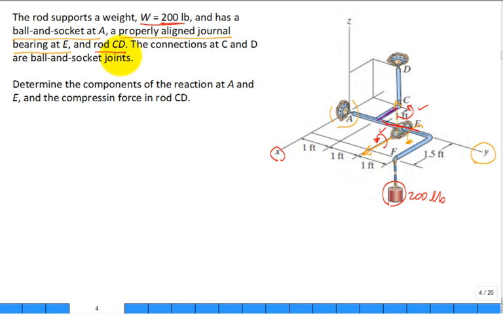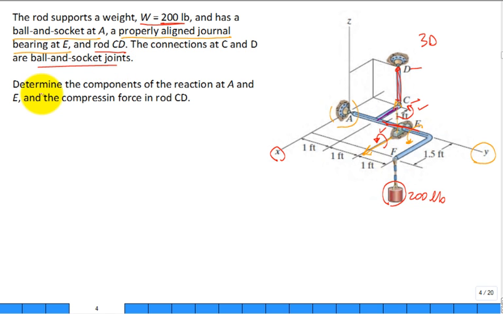It has a rod from C to D. So here's C, here's D. Now this is a three-dimensional problem, but it's a 2-force member. That C to D is a 2-force member, and it has ball and socket connections at the ends. So that member is only in tension or compression. We talked about 2-force members last time. It's either in tension or compression.